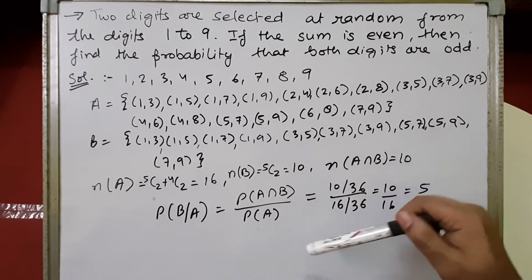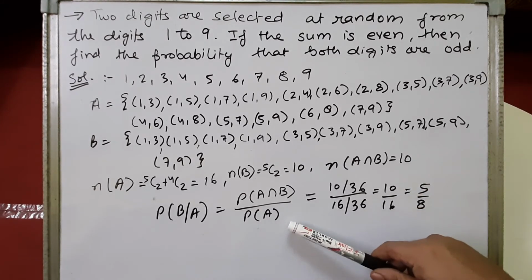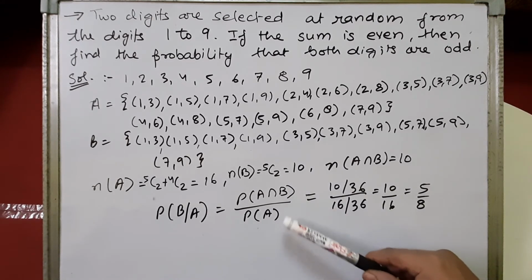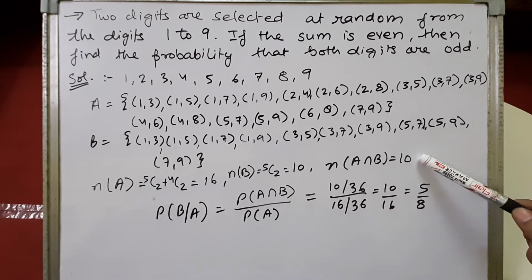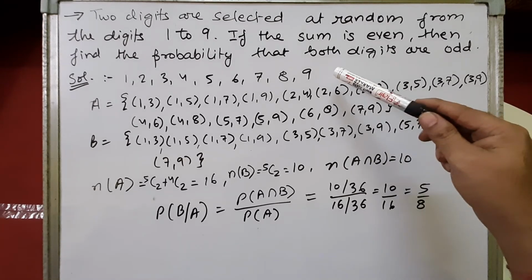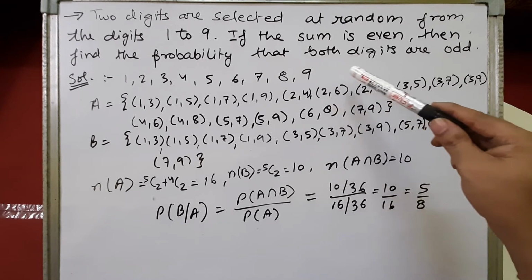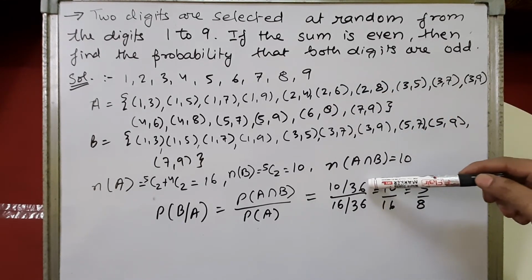Now if we have to calculate the probability of B upon A, that will be the probability of A intersection B upon probability of A. Alright, children. Number of favorable events of A intersection B is 10. Total number of events 36, that means 9C2. We have to select 2 digits from 9 given digits. So the total number of events will be 9C2. So when we do 9C2, we'll get 36.